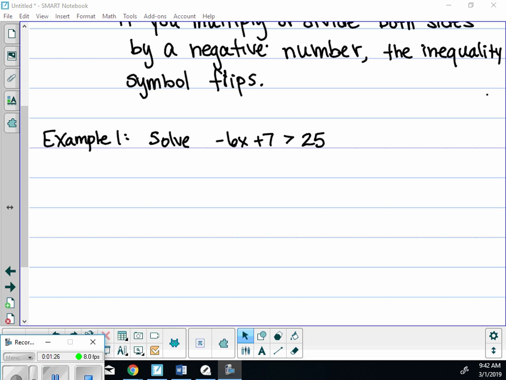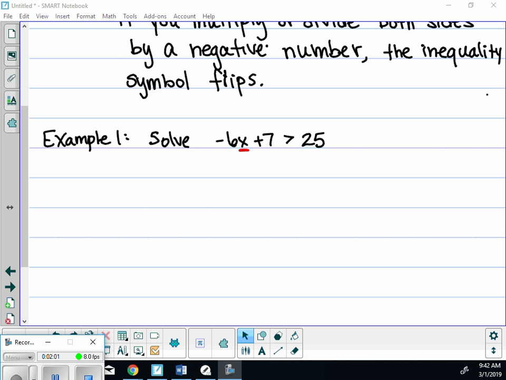So we're going to solve inequalities like this one, negative 6x plus 7 greater than 25. Just like solving equations, our goal is to isolate the x. If you have variables on both sides of the inequality, try to combine those to one side first. We do not. So we are just going to try to isolate the x on the left-hand side.